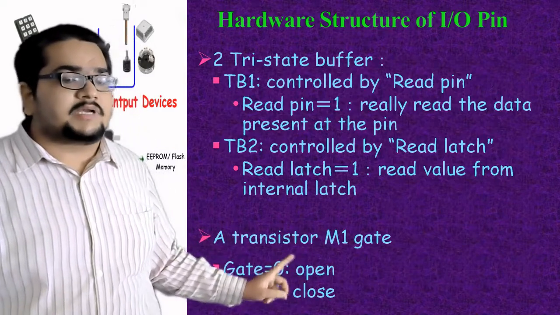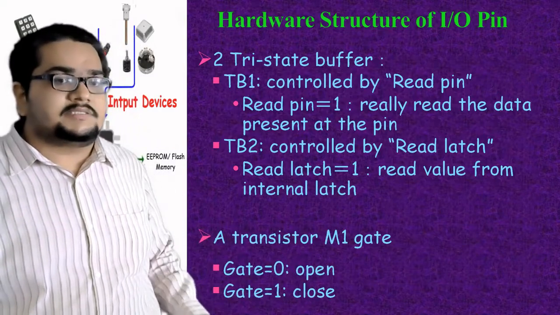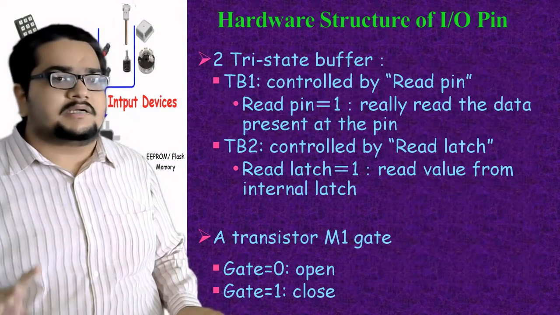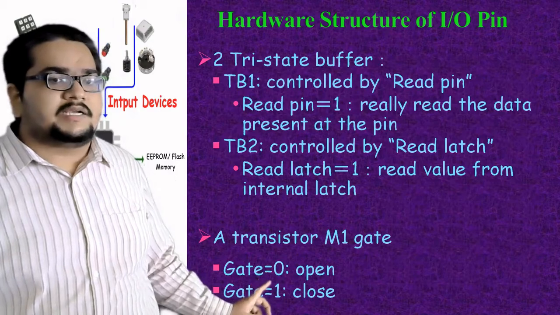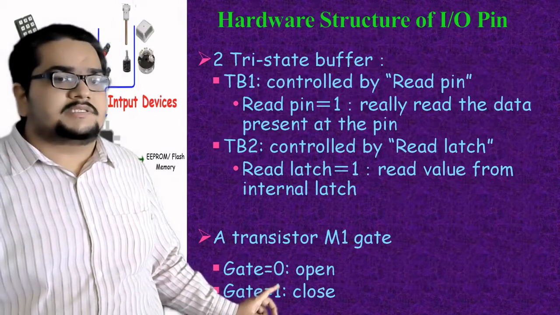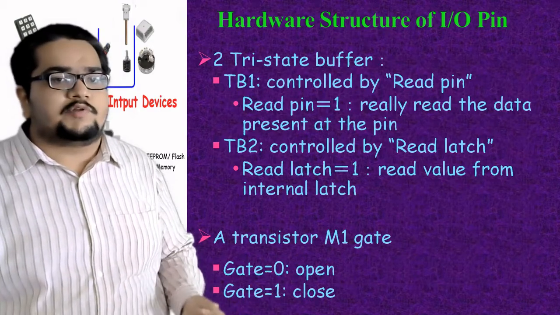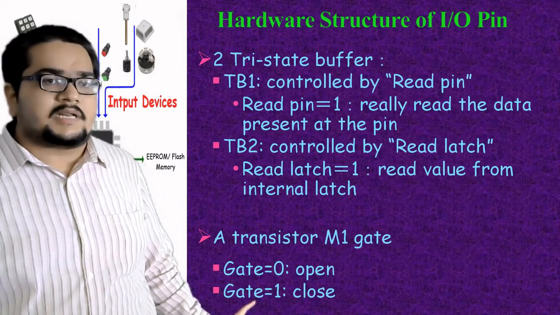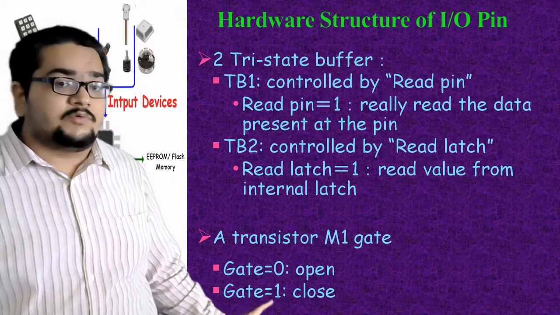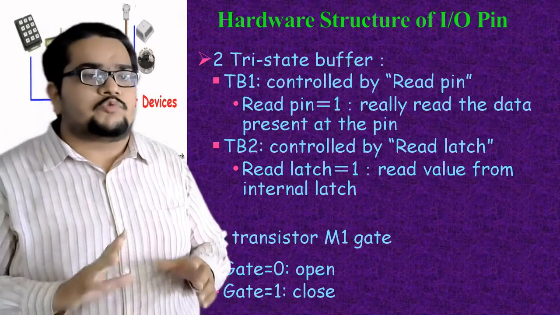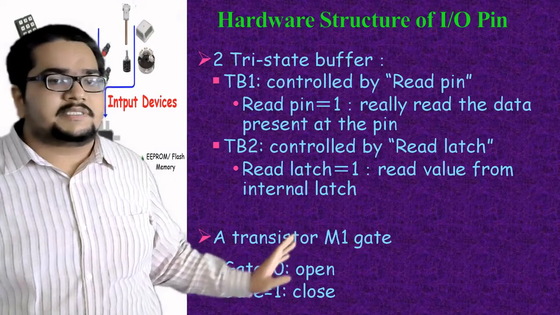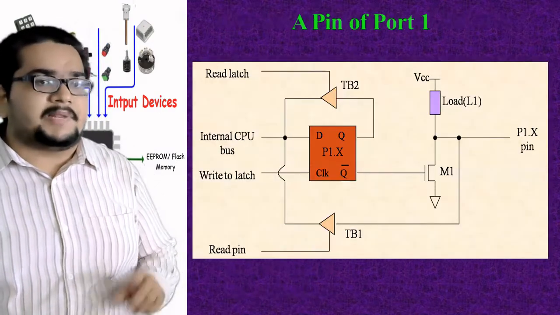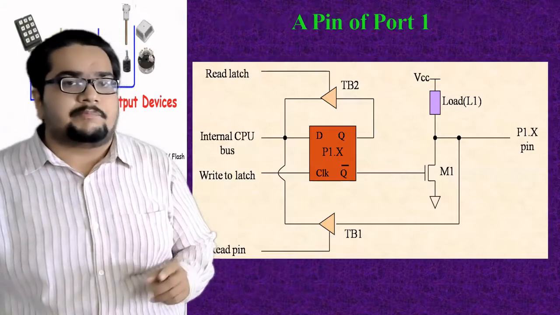Next thing is that there is one transistor T1, and generally this is a gating transistor to allow the passage of that signal or not. If the gate terminal of the transistor is 0, the transistor is an open circuit, no connection will be there. If the gate is made 1, the circuit will be closed, and current will flow through that transistor. You have to understand these things, and now we will see the read and write operation upon any pin of port 1.